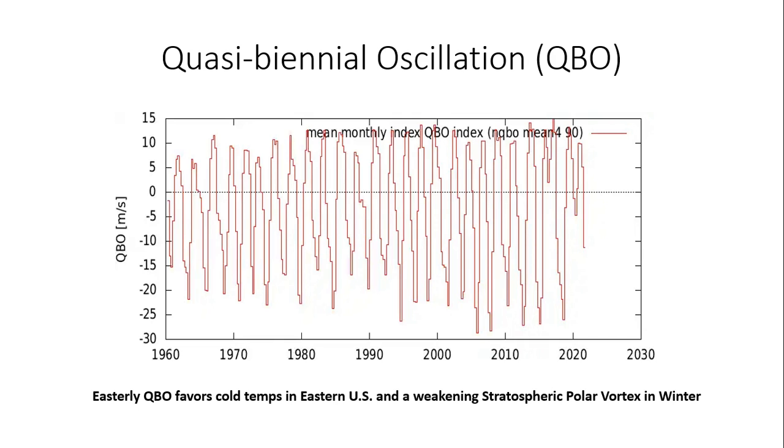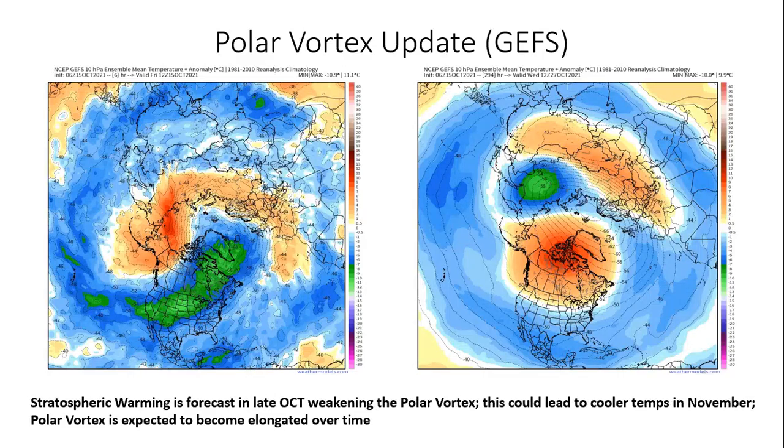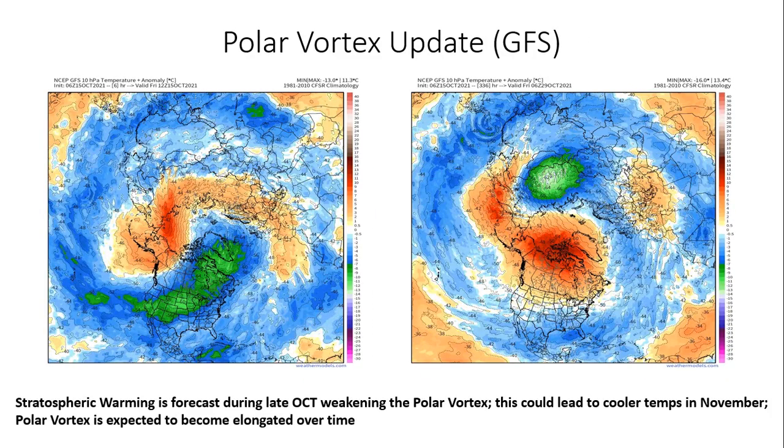So that's going to be something I'm really curious to watch over time, is how does that QBO impact the stratospheric polar vortex? We already have indications in the models that we have stratospheric warming, a weakening stratospheric polar vortex, and we're only in the month of October. Now, does that mean that the polar vortex in the stratosphere will not strengthen after this weakening episode? No, it doesn't. We could be looking at a strengthening polar vortex after this weakening phase. We could see some recovery to it.